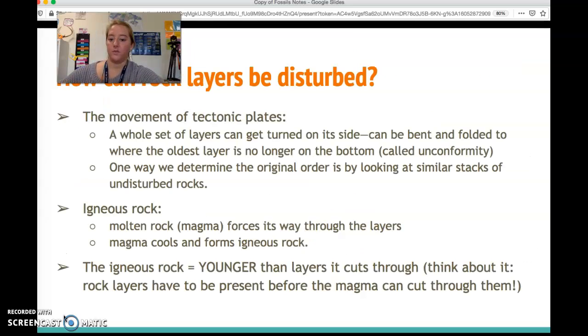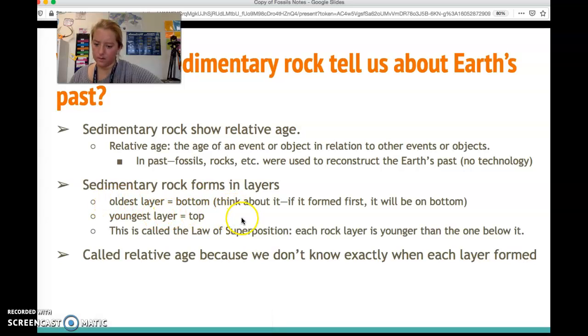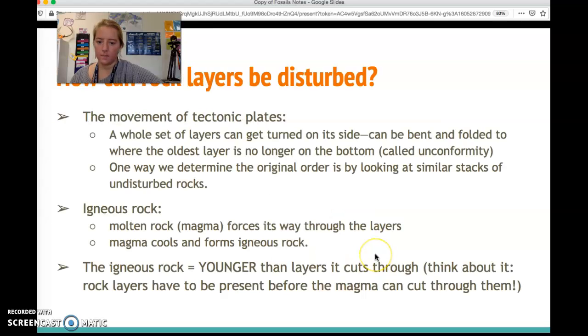How can rock layers be distributed? By the way, I expect you to highlight relative age and that the oldest layer is on the bottom and the youngest is on the top, and the law of superposition. How can rock layers be distributed? This is where your notes pick back up as far as filling in the blank. So be ready for that.